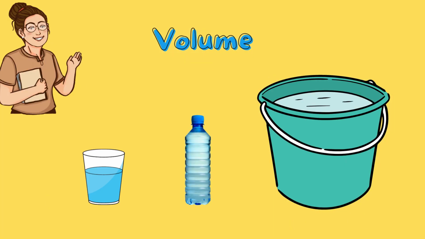Volume is a word that we use to talk about how much space something takes up. For example, if we have a small glass of water, that has a small volume. But if we have a big bucket of water, that has a much larger volume. So when we measure the volume of a liquid, we're figuring out how much space it takes up in a container. Let's look at some pictures to help us understand.